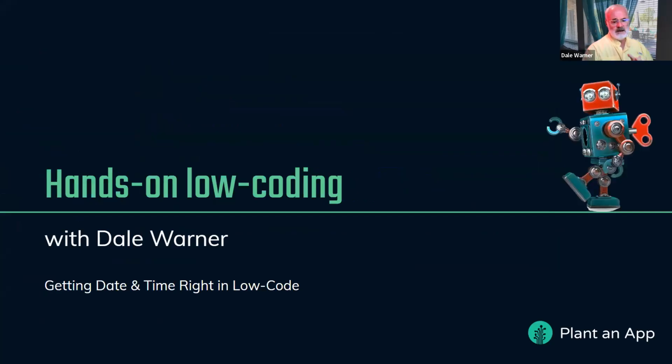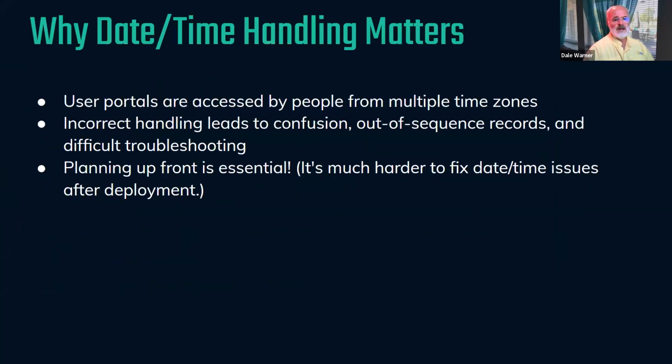And so, without further ado, let's get into getting date and time right in low code. So, let's see if we can make some sense of this. Why date and time handling matters: the portals that you build can be accessed by people from multiple time zones. You might be designing it with just one time zone in mind. It might be a very local site, and so it's not really an issue for you until your use of it expands, and then you have people from other time zones or across the world accessing the site, and maybe you don't get the result that you're hoping for.